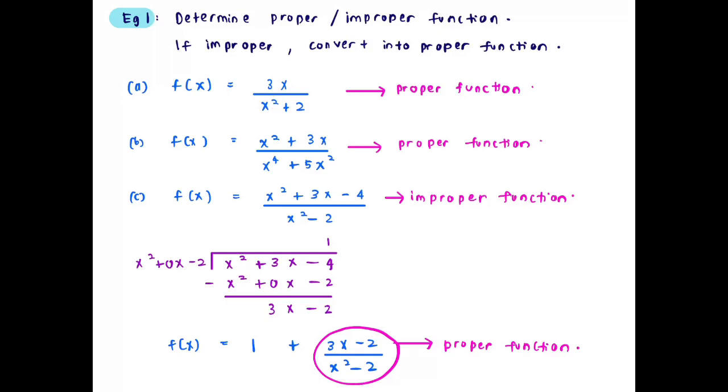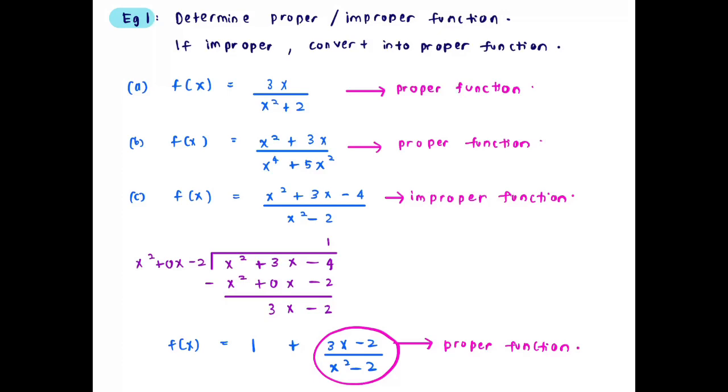Let's see question B. The power of the numerator is 2. The power of the denominator is 4. So again, this is a proper function. Let's see here, question C. The degree of your numerator is 2. The degree of the denominator is also 2. Therefore, this is improper, because improper is when it is the same degree or the numerator is bigger than your denominator. So what should we do?